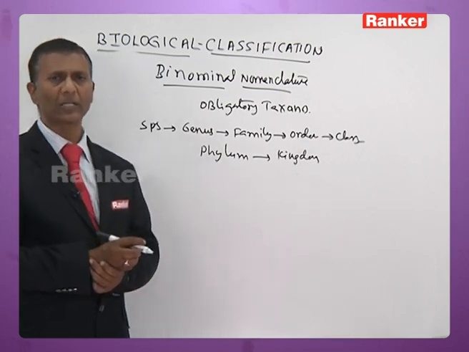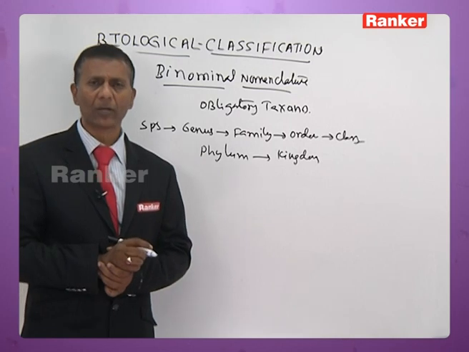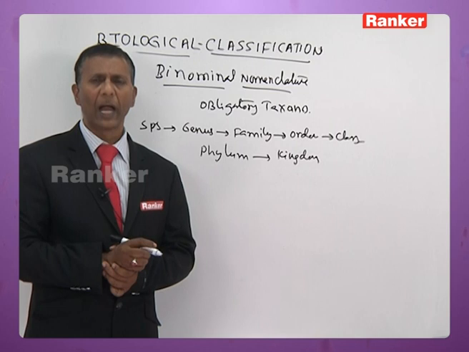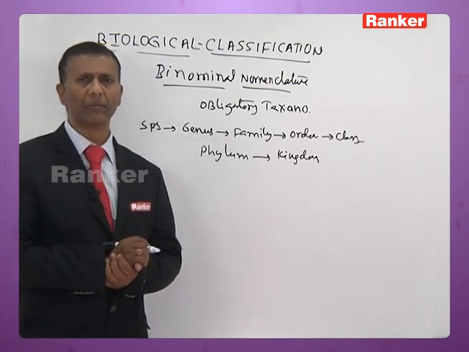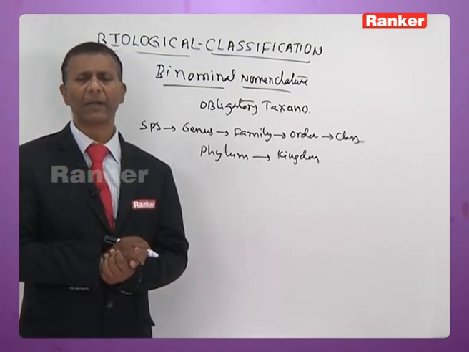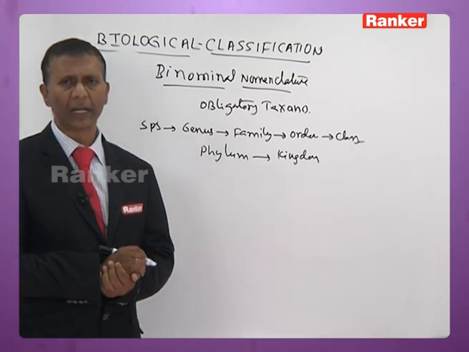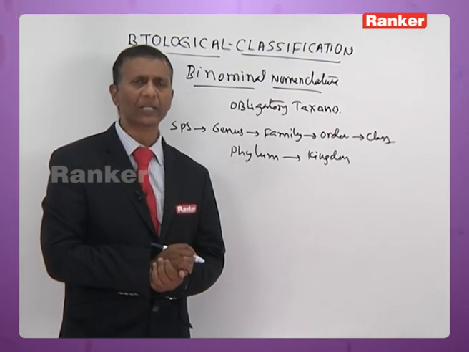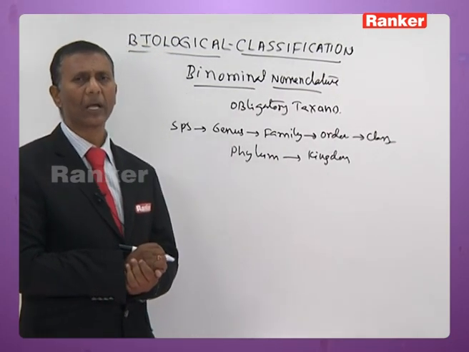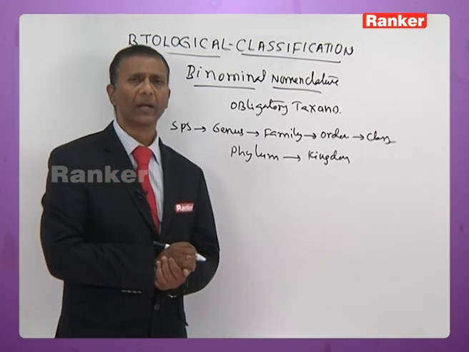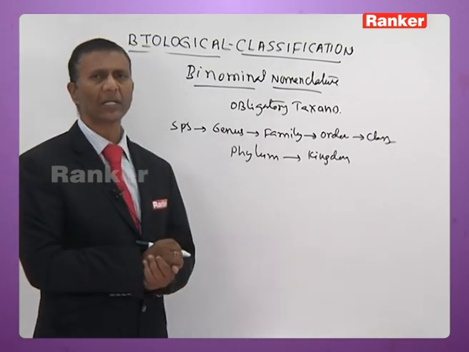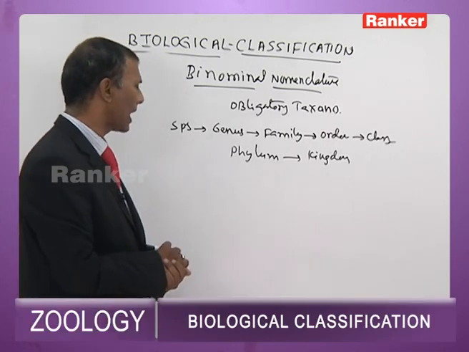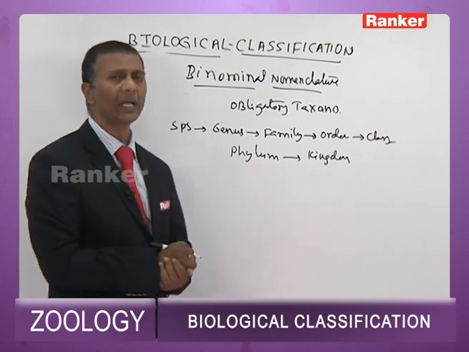The remaining taxons are known as intermediate taxons or facultative taxons. That is, when any animal is discovered and you want to classify that particular organism, you ought to create these 7 taxons compulsorily for the newly discovered organism. That's why they are referred to as obligatory taxons. The rest of the taxons are called intermediate or facultative taxons. So what are the obligatory taxons? Species, genus, family, order, class, phylum and kingdom.